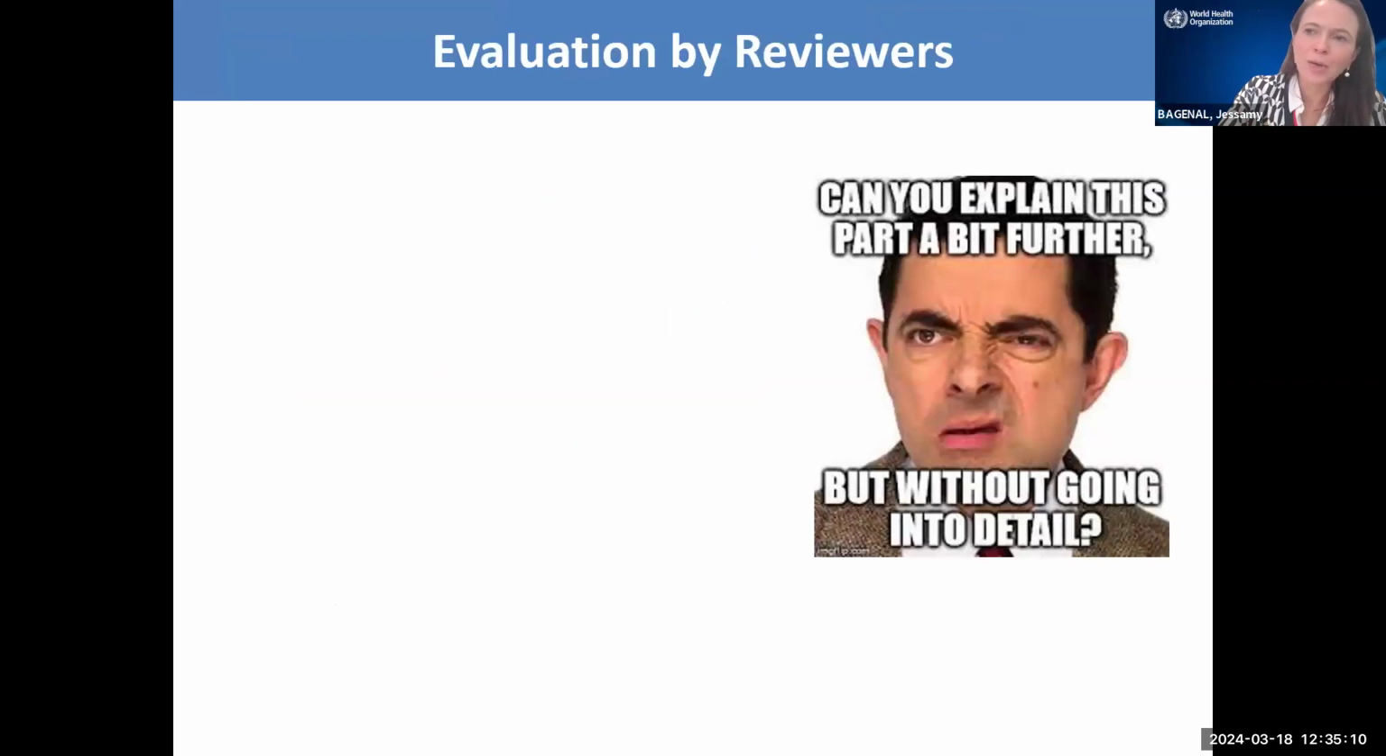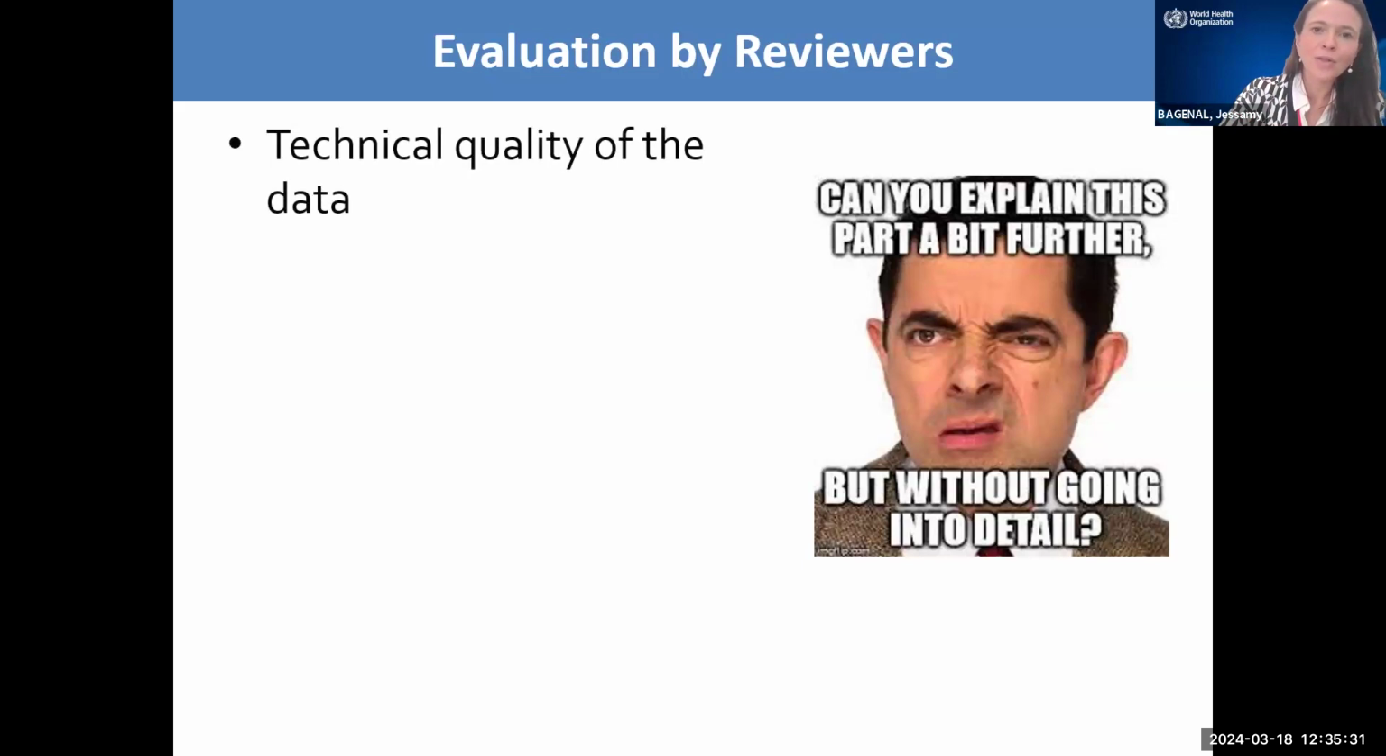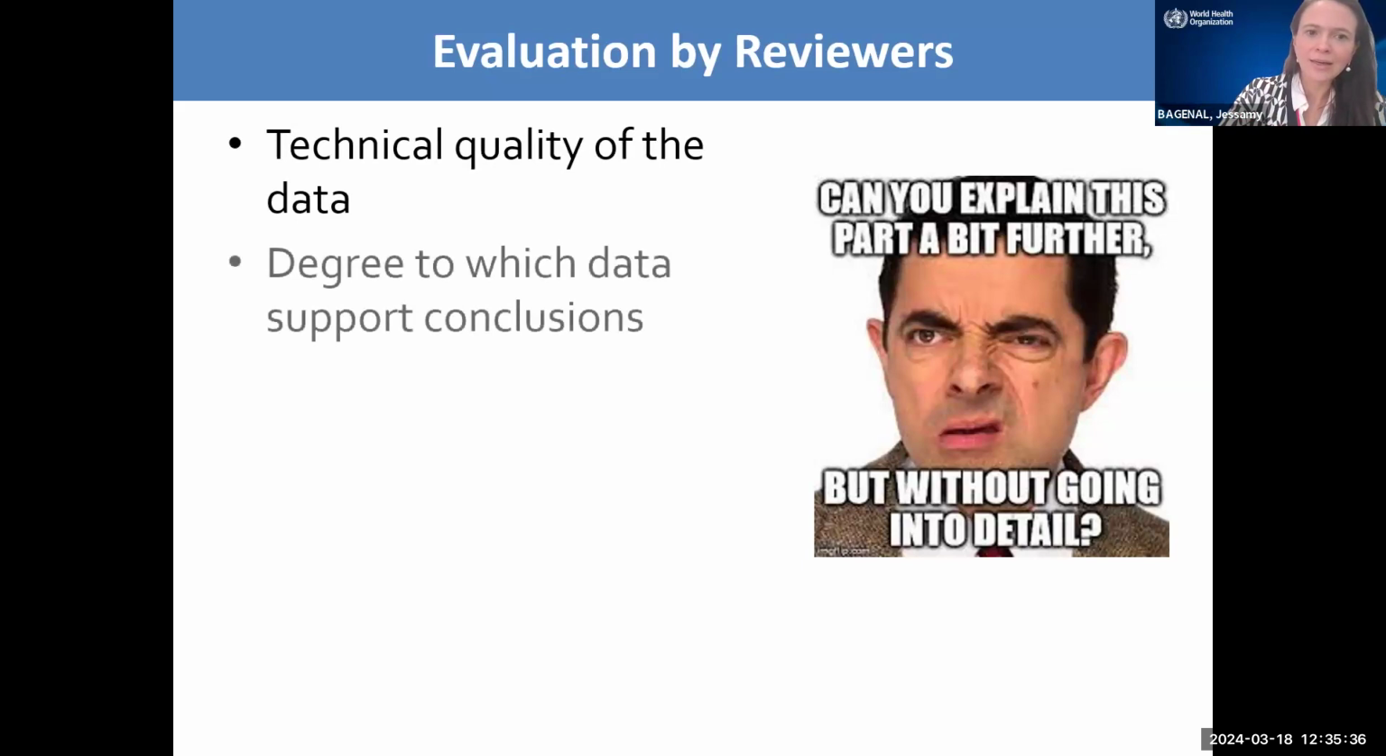When you've submitted your paper and it's been sent for peer review, you get the reviewers back. And that can often be quite a difficult time because essentially people might be criticizing work that you've spent a long time working on. It's really important to approach that logically and sensibly. So what they will discuss is the technical quality of the data. They will discuss whether what you have come up with in your results section actually supports your conclusions.